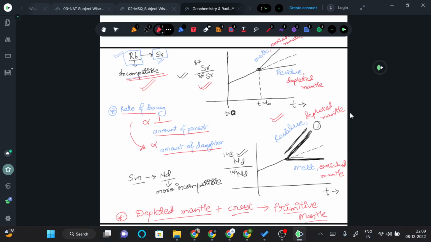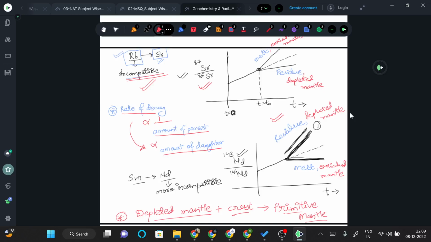Okay. Ratio increasing means that as Sr is increasing, Rb is increasing to a greater extent. So this is what ratio increasing means. As the amount of Sr increases, Rb will increase more in the melt because Rb is more incompatible. Similarly, for the Sm-Nd ratio, as Nd increases, Sm will increase less in the melt because here Nd is more incompatible.